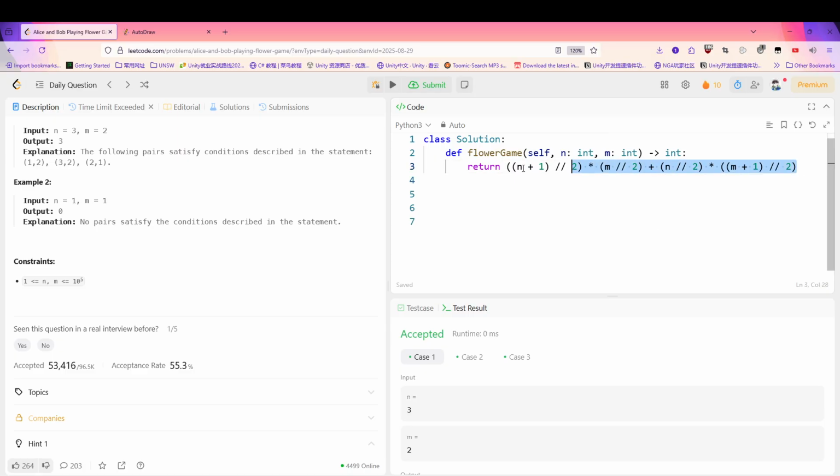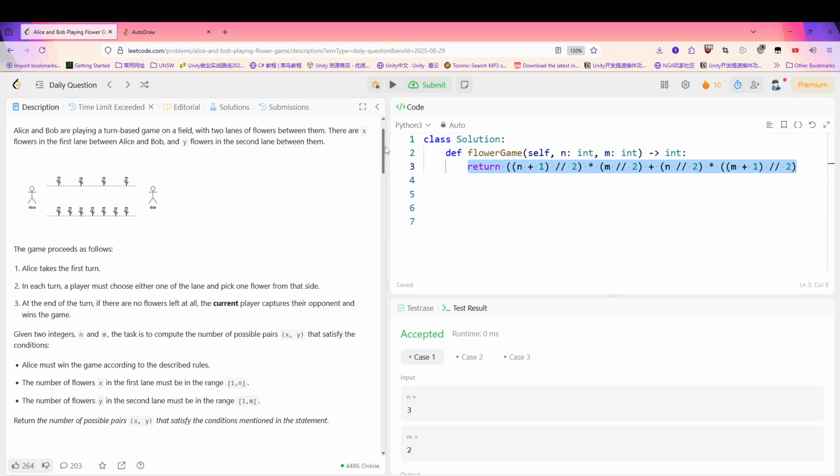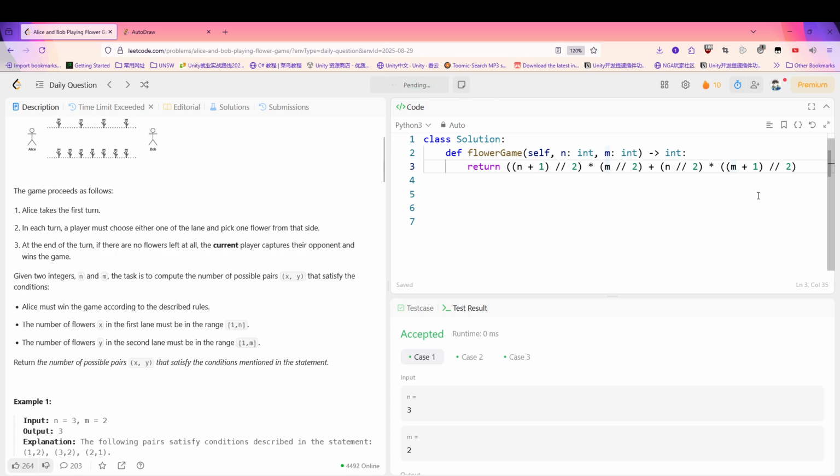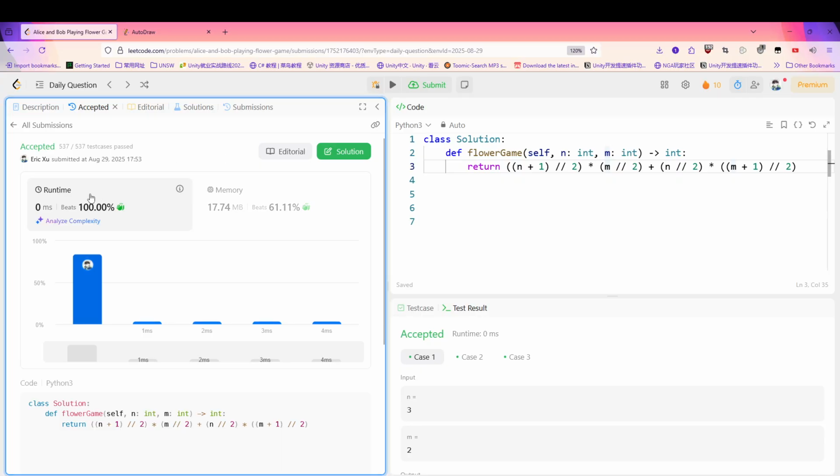The complexity here is very simple, right? O(1). Okay, so Alice wins, Bob cries. Our CPUs will be happy, not crying like Bob. So let's submit our code. Okay, so our runtime will be 100%, right?